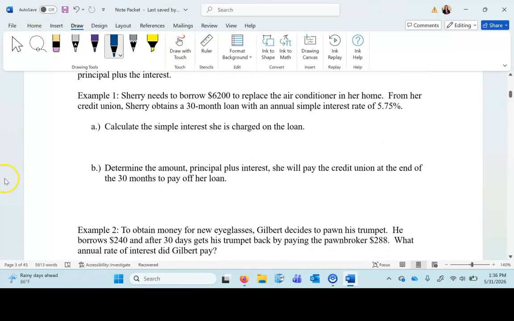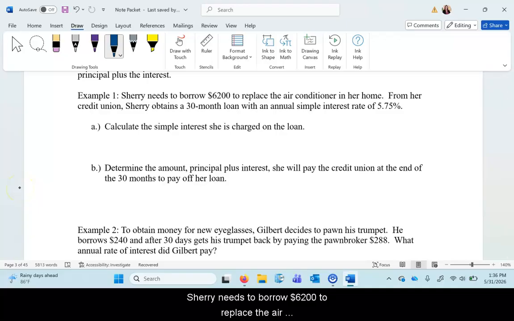Example 1. Sherry needs to borrow $6,200 to replace the air conditioner in her home. From her credit union, Sherry obtains a 30-month loan with an annual simple interest rate of 5.75%. All right. And now it says to calculate the simple interest she is charged on the loan.